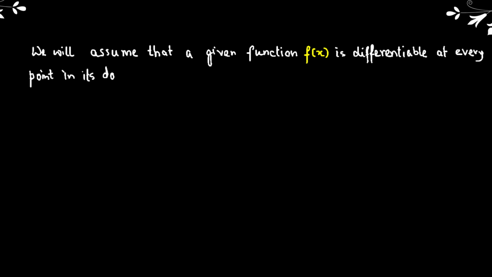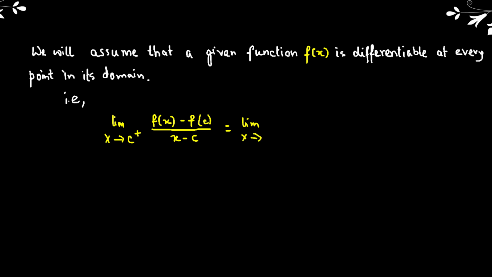We will assume that a given function f(x) is differentiable at every point in its domain. That is, the right-handed limit, with x approaching c from the right-hand side, of (f(x) minus f(c)) divided by (x minus c) must be equal to the left-handed limit, where x approaches c from the left-hand side, of (f(x) minus f(c)) divided by (x minus c).